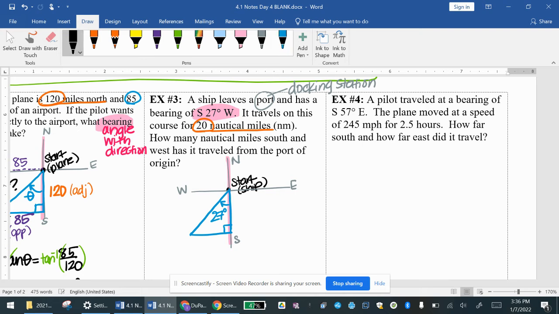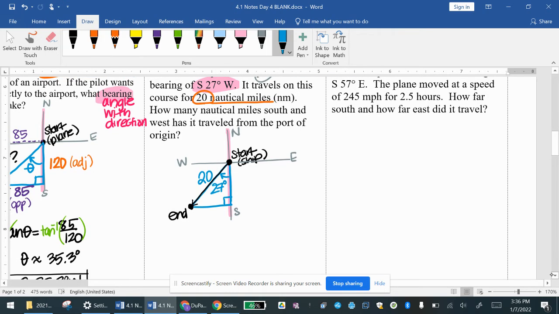Now the ship travels on its course. So here's the ship. Here it goes, here it goes, here it goes, here it goes, and ends up over here. Okay, so it traveled that way. That's where the 20 goes, which is the hypotenuse. Now notice they're asking me two questions here.